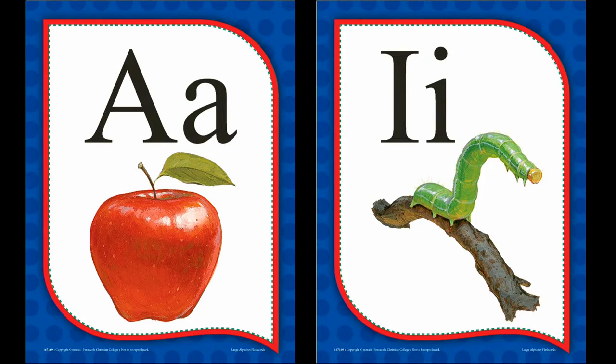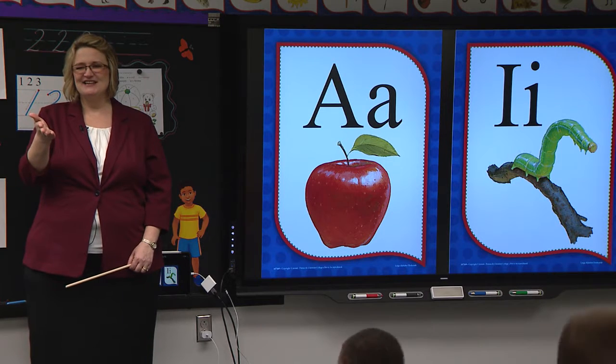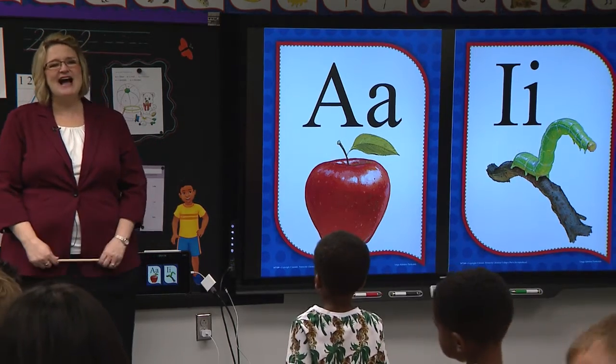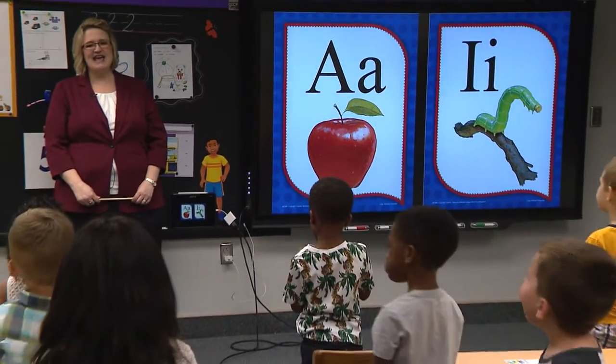What is the name of this vowel, Callie? I. It is I. And what does I say, Cooper? It says I. Class, stand. Begin. I says as an inchworm. I says I. You may be seated.